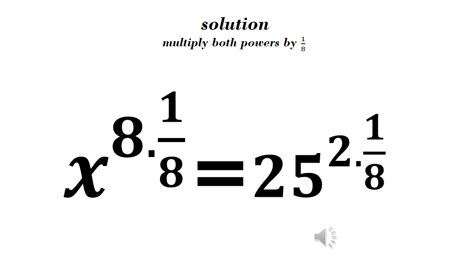Now the next thing to do here is to eliminate the power of x, which is 8. And for us to do that, the inverse of 8 is 1 over 8. So we multiply both powers by 1 over 8. So we have x raised to power 8 multiplied by 1 over 8 equals 25 raised to power 2 multiplied by 1 over 8. Like I said, the dot there means multiplication.